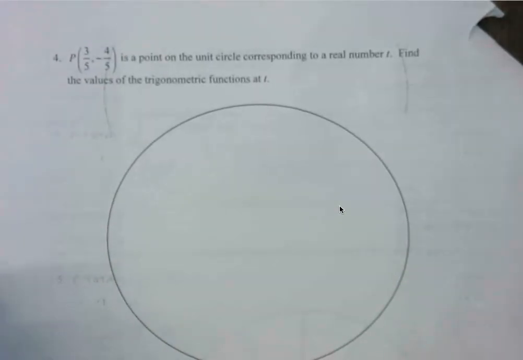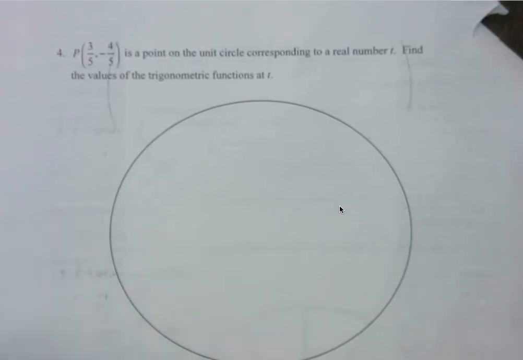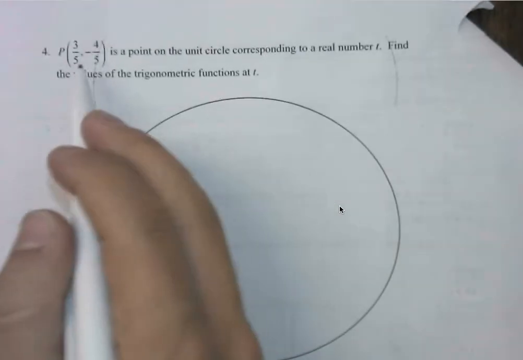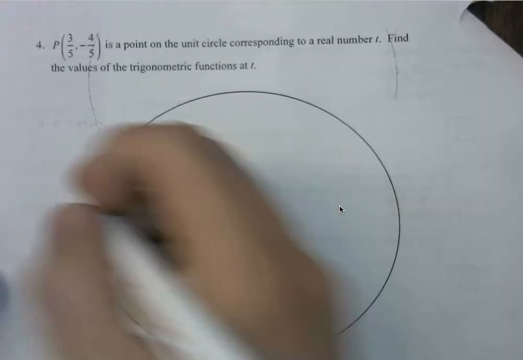All right, so we have this point P at 3/5, comma negative 4/5 on the unit circle corresponding to a number t. Find the values of the trigonometric functions at t. I'm first going to draw this out. So let's do that.